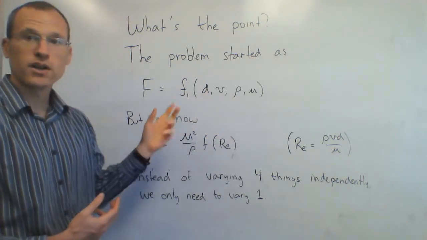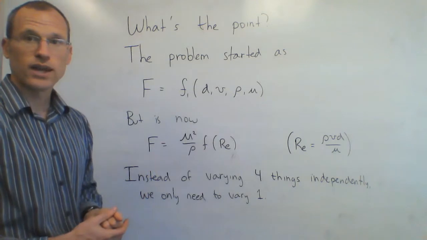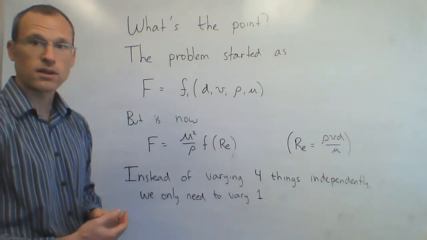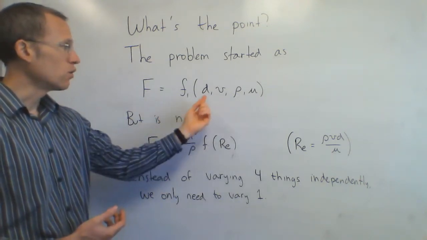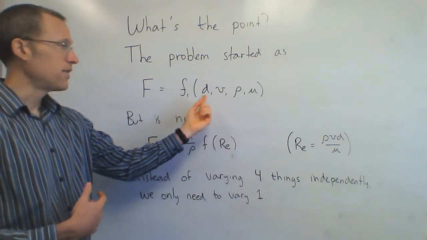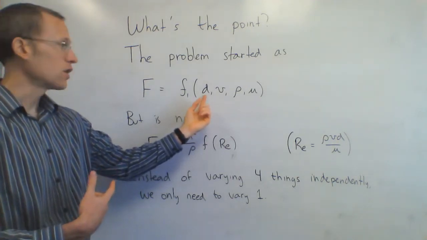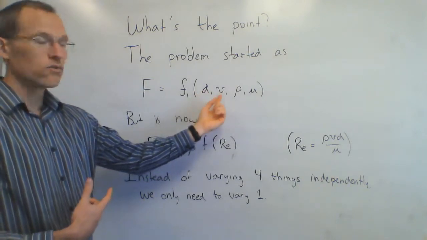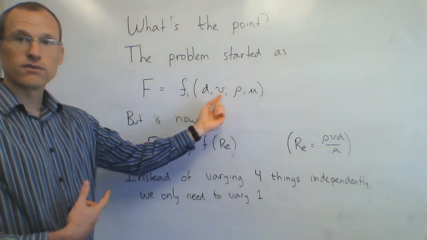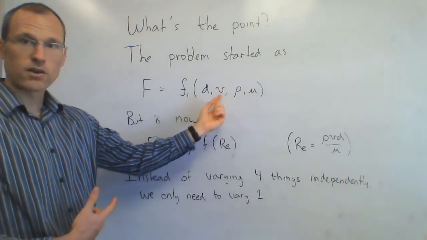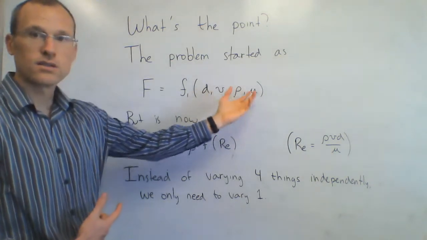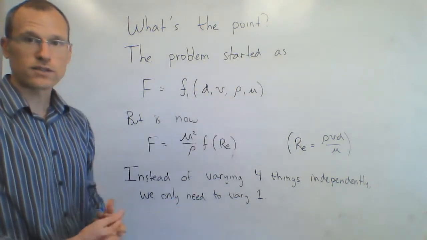If I want to know what this unknown function is, the way I was going to do that was experimentally. So you go down into the lab, get a whole bunch of different diameter spheres, and then run a whole bunch of experiments on these different diameter spheres to figure out how it depended on d. Run a whole bunch of different tests on different velocities, find out how it depended on V. Same thing for density, same thing for viscosity. That's a whole lot of different tests.